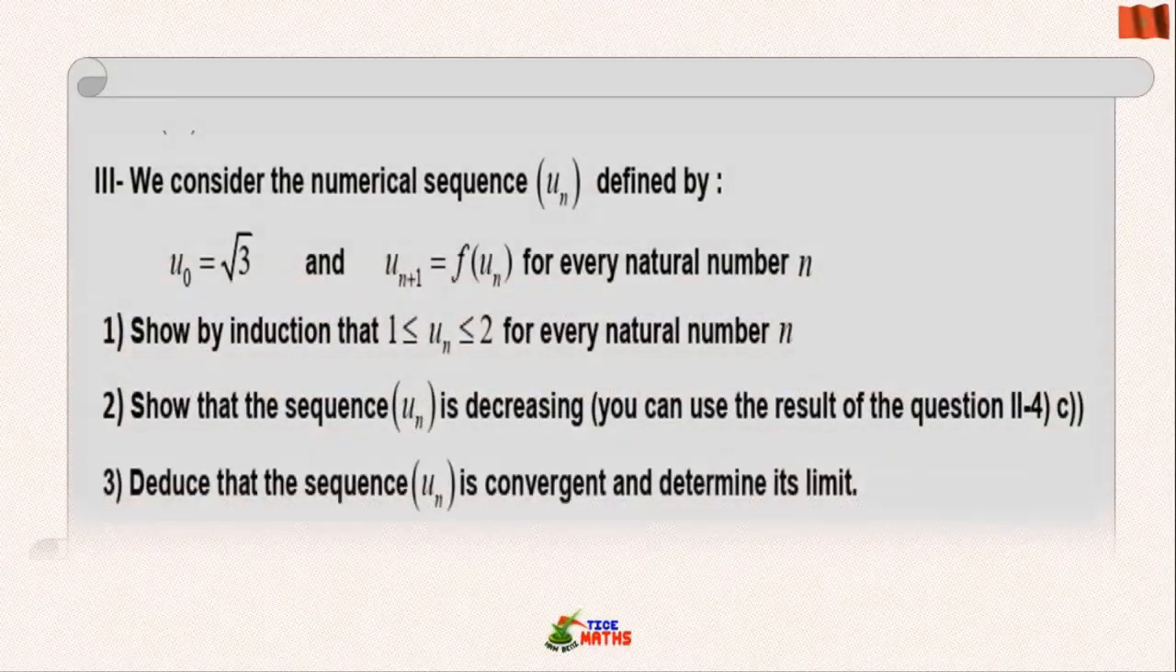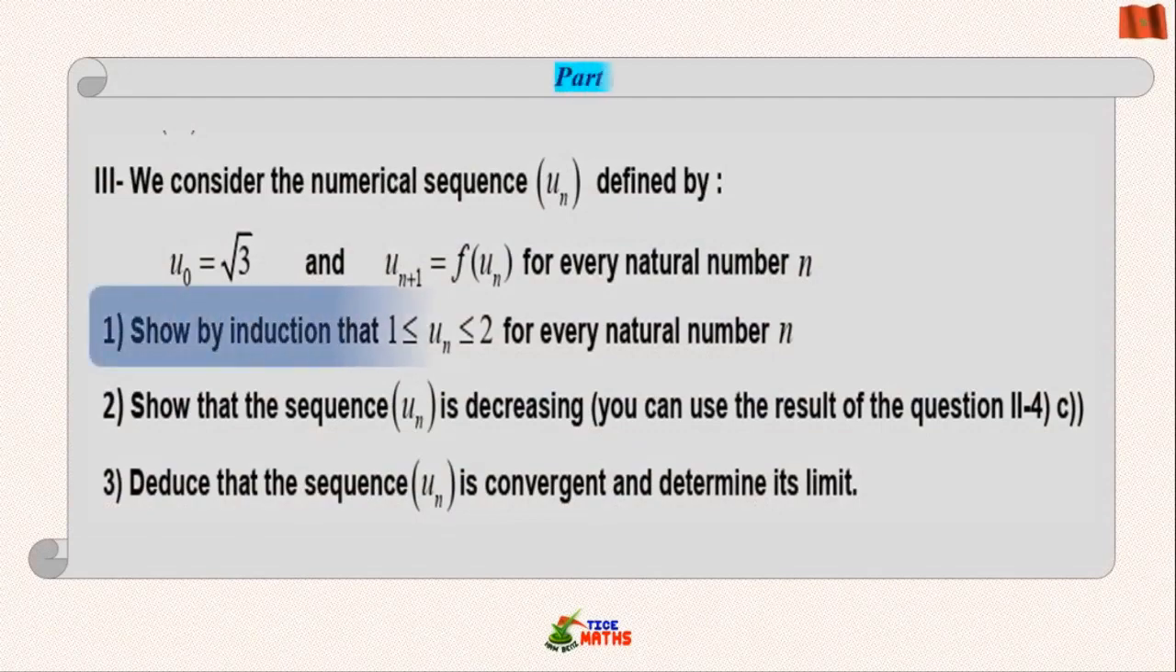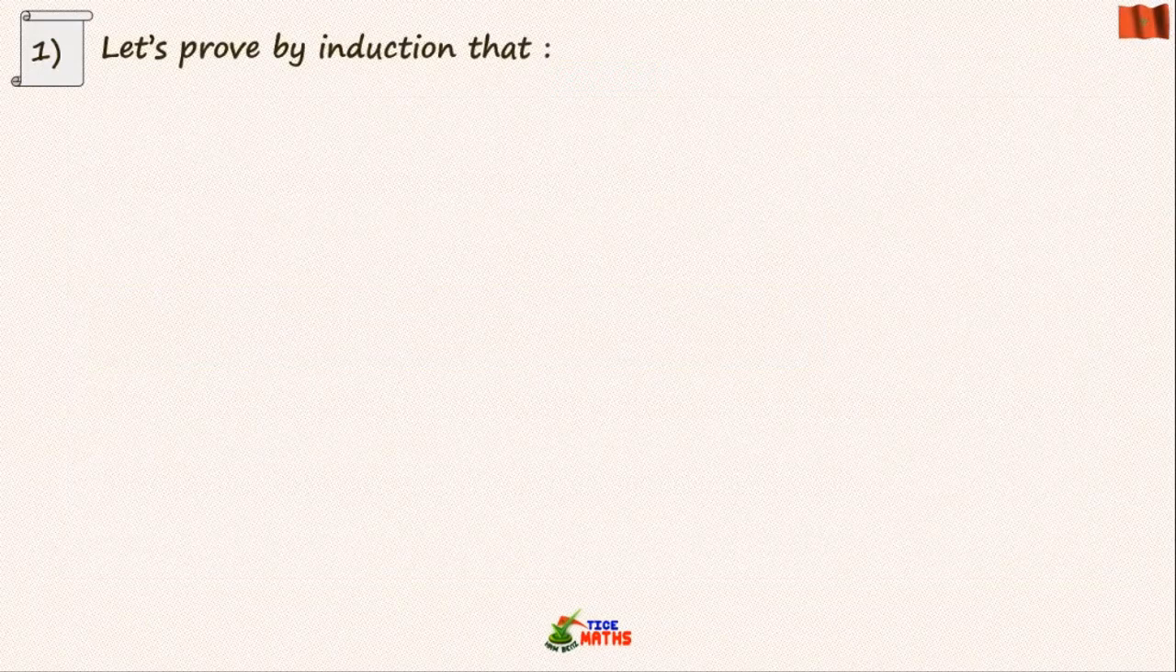Now we move to numerical sequences in part 3 of the problem. Question 1. We have to use a proof by induction to show that un is between 1 and 2 for every n belonging to set N.